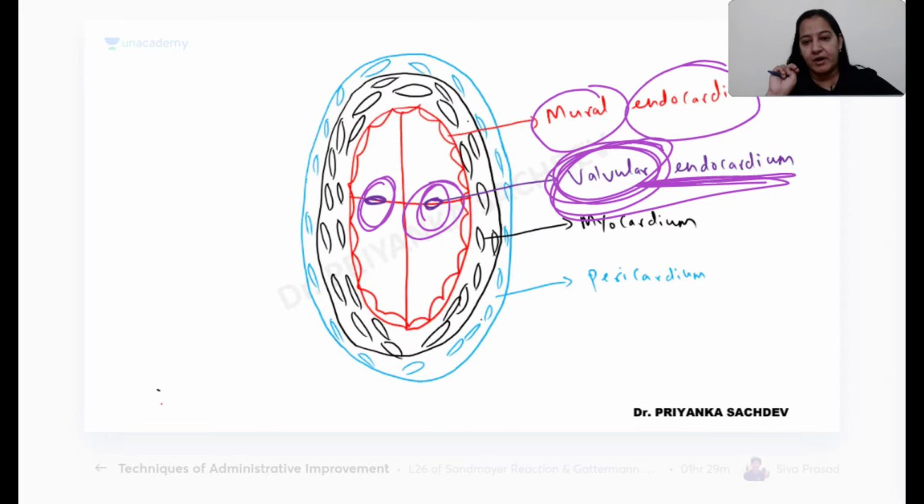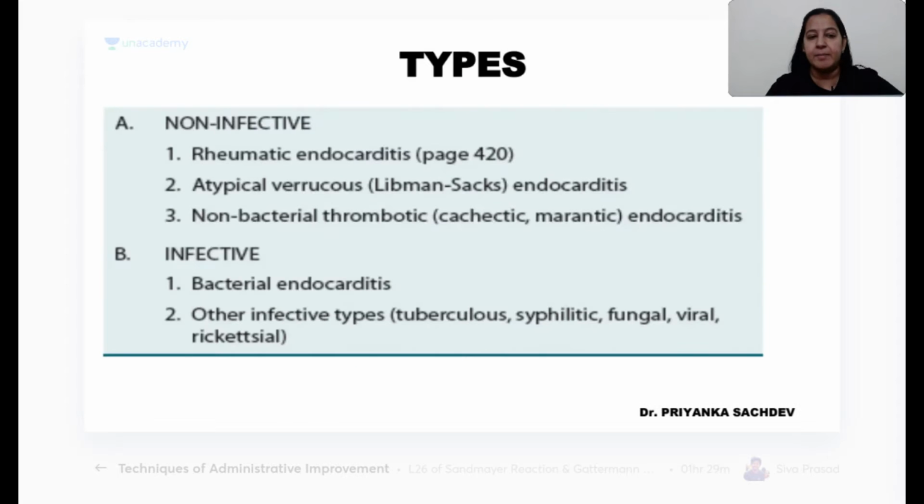Valves have 2 types of deformities. Either there will be regurgitation or there will be stenosis. So different diseases will have different manifestations. So endocardium is of 2 types: valvular endocardium present over the heart valves and mural endocardium present apart from the valves. Apart from the valves, the rest of the heart has mural endocardium.